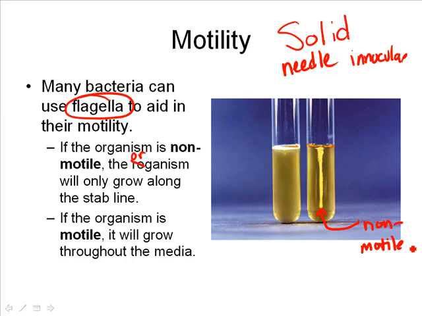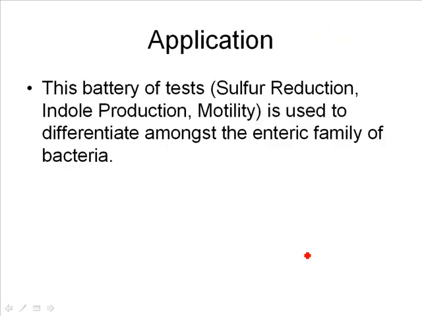Now, if you look here in tube A, not only are cells growing where they were originally introduced, those cells have now radiated from that original line. And what you notice in this SIM media is it's uniformly turbid. It's growing everywhere. Therefore, the organism in this tube is motile. Now, why would you use these series of tests? Sulfur reduction, indole production, motility. We often use it to differentiate amongst the enteric family of bacteria.